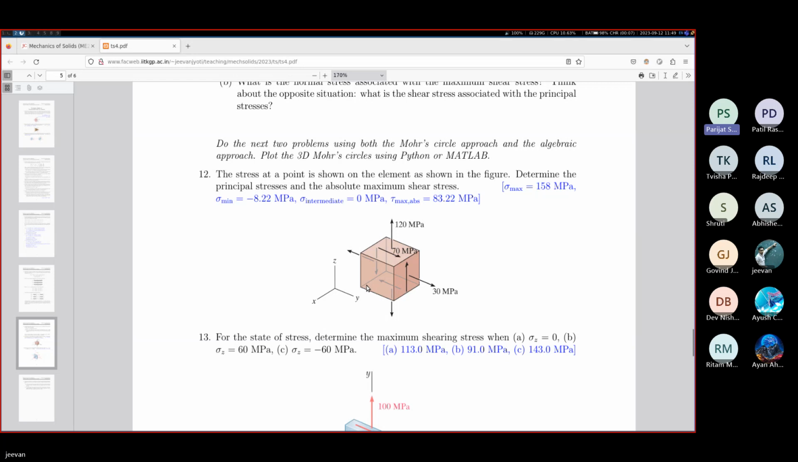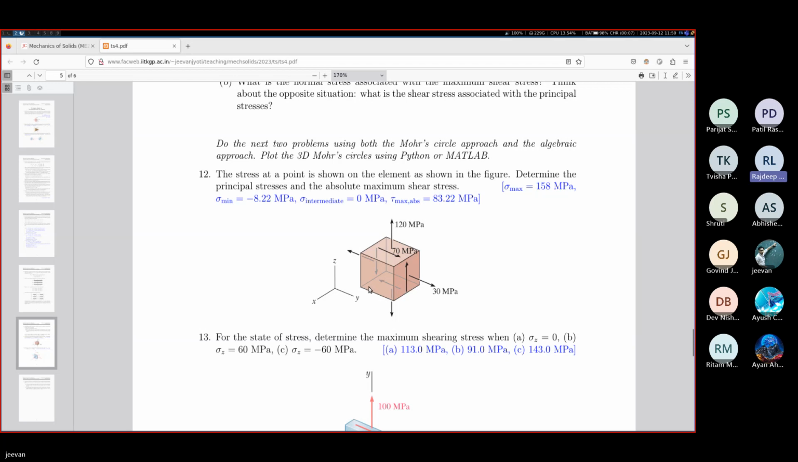But sigma xx in this case is equal to 0. Similarly, tau xy is equal to 0 and tau xz is equal to 0. And because you have tau xy equal to 0 and tau xz equal to 0, you will conclude that sigma xx, even if it is 0, is a principal stress. Okay, sir.